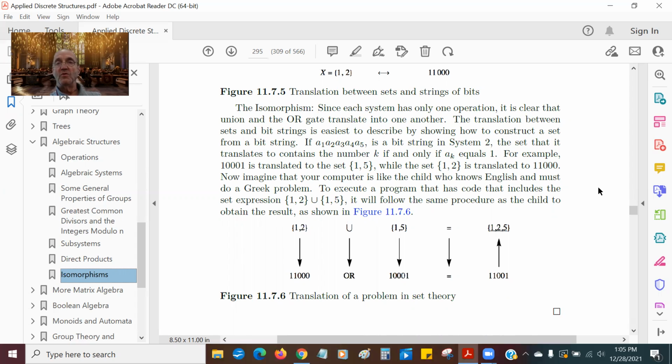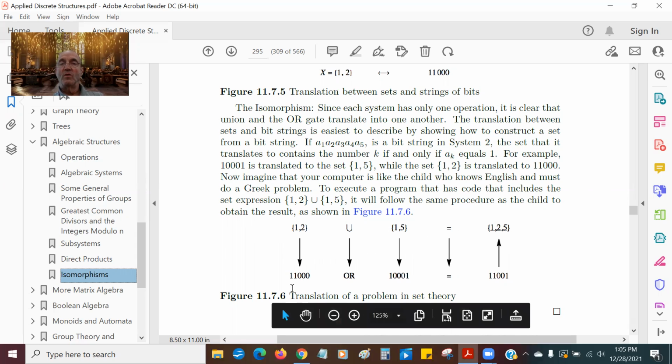So imagine your computer is like a child who knows English and must do a Greek problem. To execute a program that has code that includes the set expression {1, 2} union {1, 5}, it will follow the same procedure as the child to obtain the result. So {1, 2} union {1, 5} is equal to {1, 2, 5}, which is saying that 1, 1, 0, 0, 0 OR 1, 0, 0, 0, 1 is equal to 1, 1, 0, 0, 1.